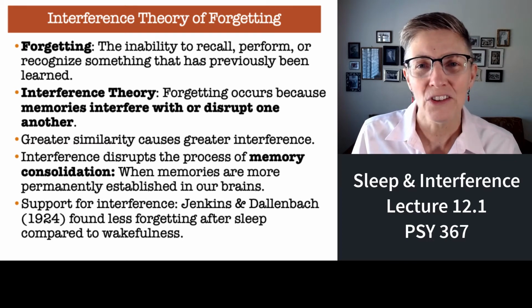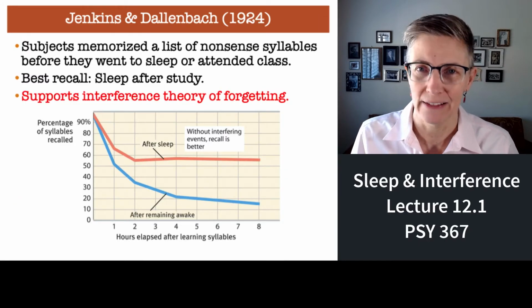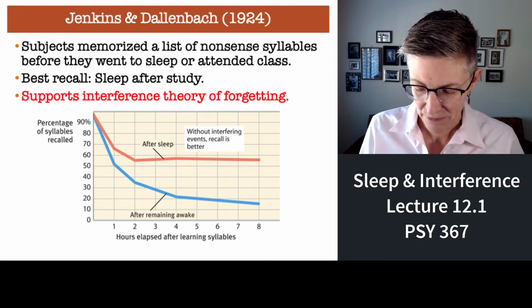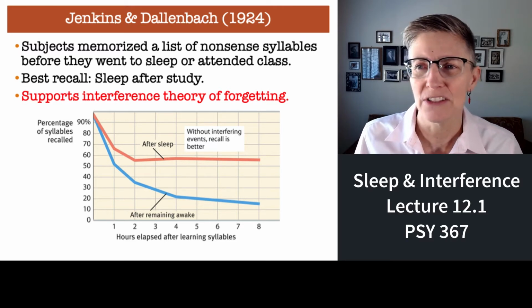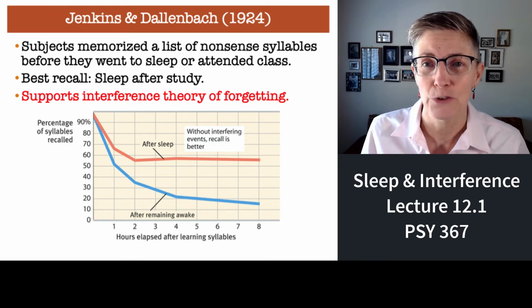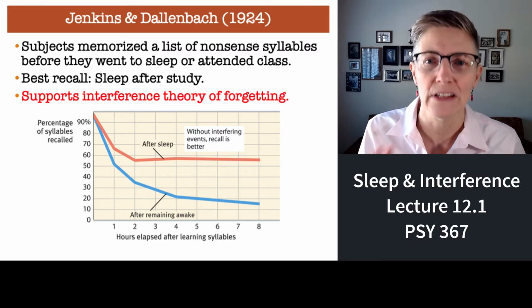And I want to talk about a really old study that is super compelling. There's a reason people are still talking about it almost 100 years later. It's a very simple study. It was conducted by Jenkins and Dallenbach back in the 1920s, so almost 100 years ago. And here's what they did. And students, this is crazy important.